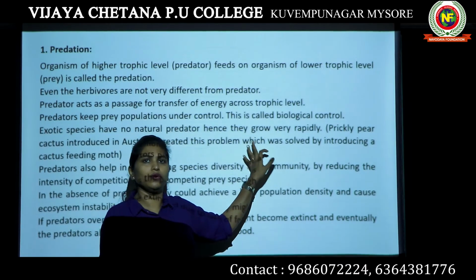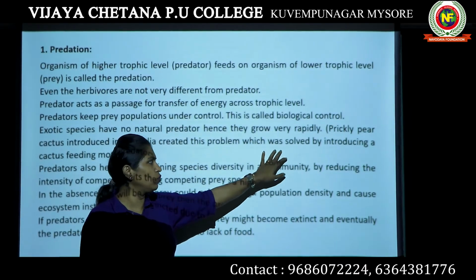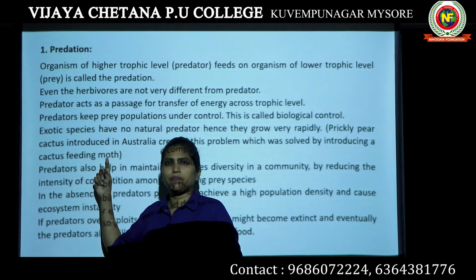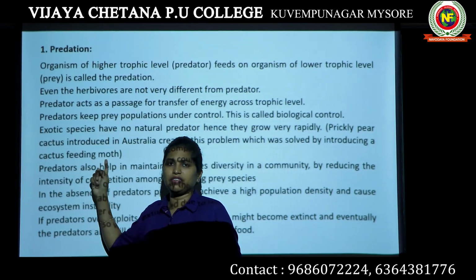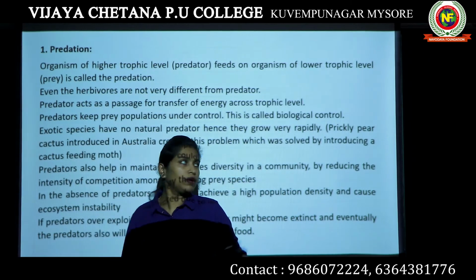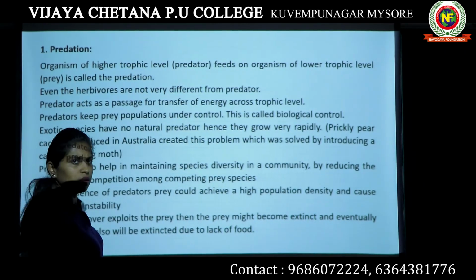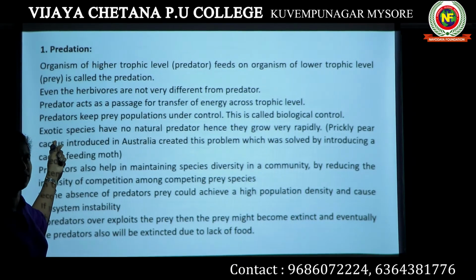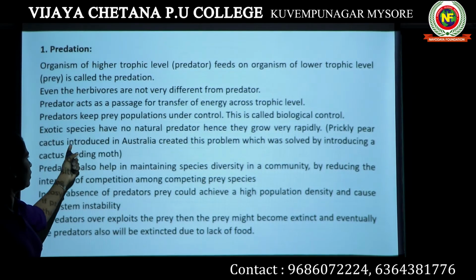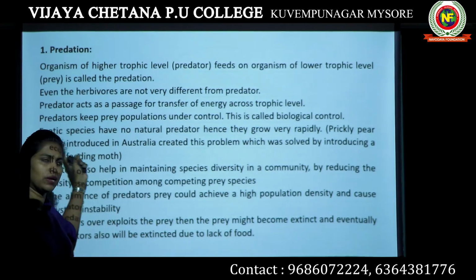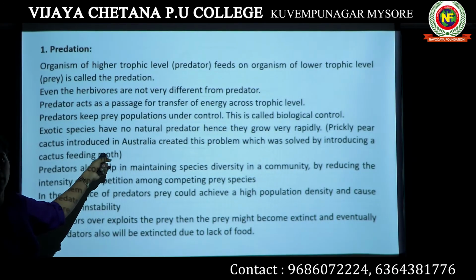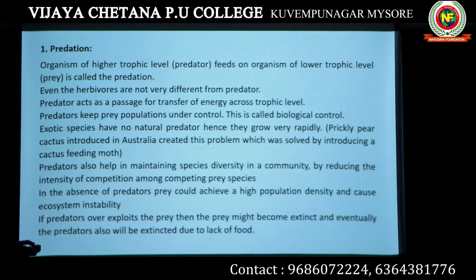So in order to control the population of this prickly pear cactus, what the government did was introduce a cactus feeding moth artificially in the country. That means a moth which will specifically feed on cactus, because this prickly pear cactus, Opuntia, comes in the cactus family. They introduced a moth which specifically ate this particular cactus. Then the number of prickly pear cactus reduced.